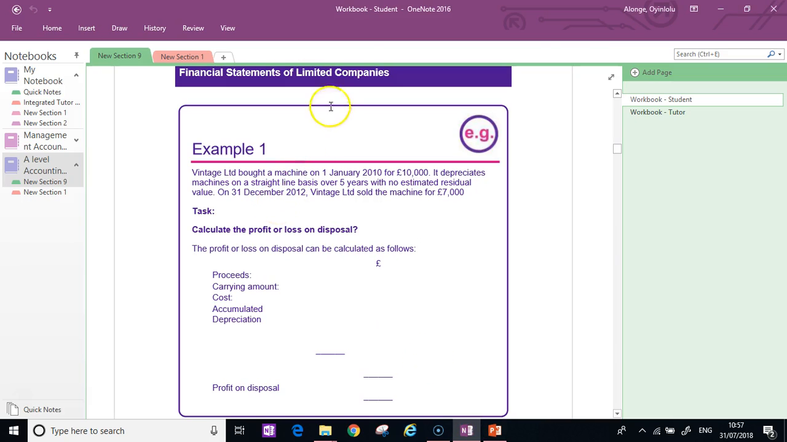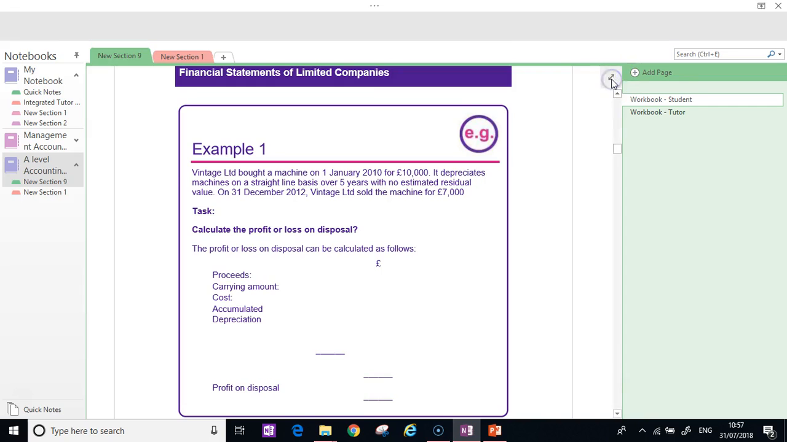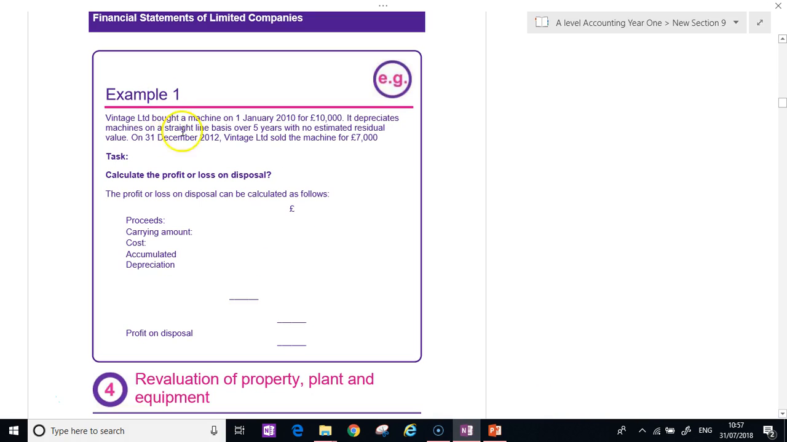So it says here that Vintage bought a machine for £10,000. So we know that Vintage has a machine on the 1st of January for £10,000, and this is 2010. So be careful of the date, 2010. It says it depreciates the machine over 5 years with no estimated residual value. So we know, therefore, that's 10,000 over 5. So we know the depreciation is going to be 2,000 every year.